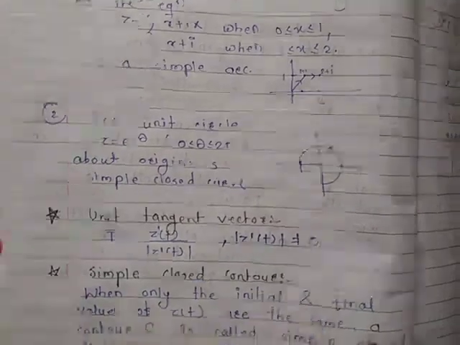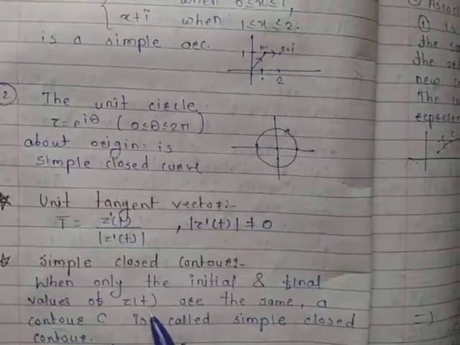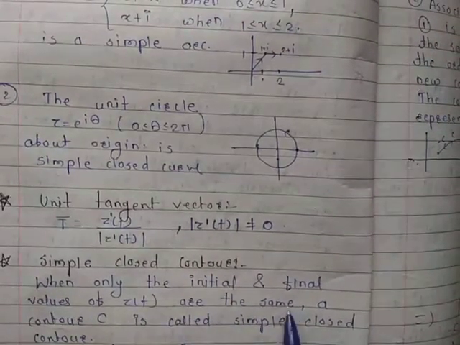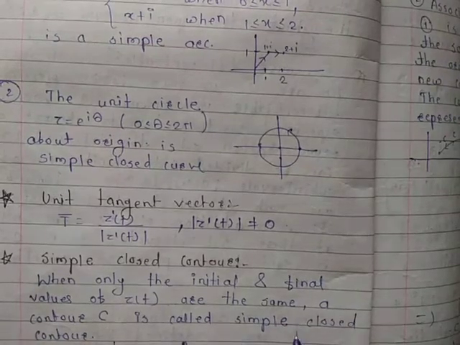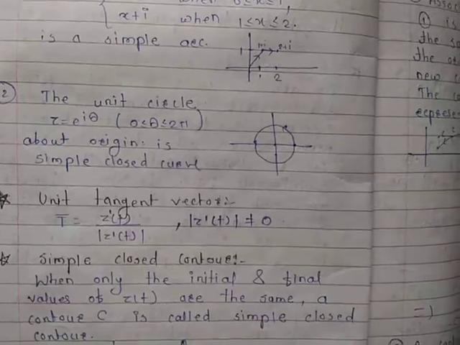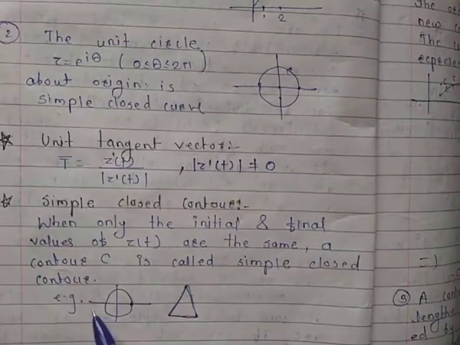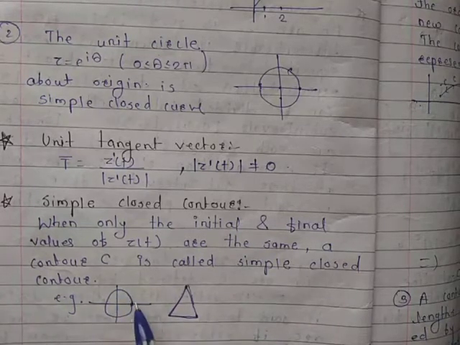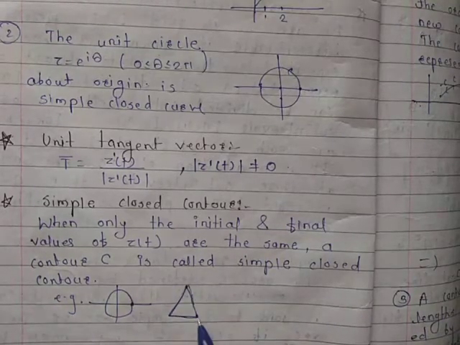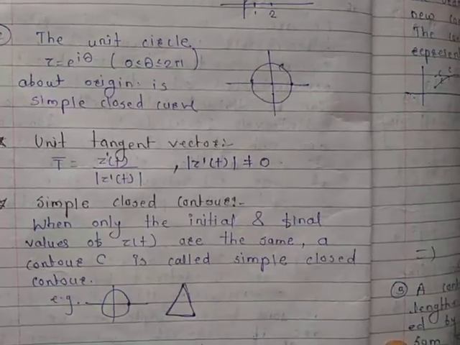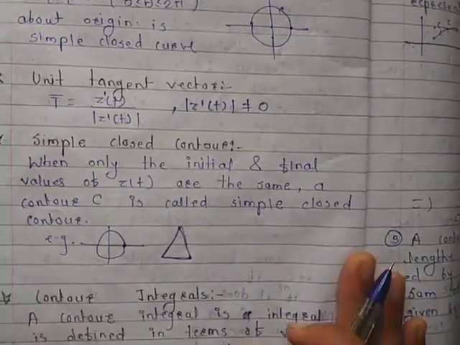Next definition is simple closed contour. When only the initial and final values of z(t) are the same, a contour C is called a simple closed contour. Initial and final values of z(t) are the same. See, these are the examples. Here initial and final values are the same. Here also initial and final values are the same.